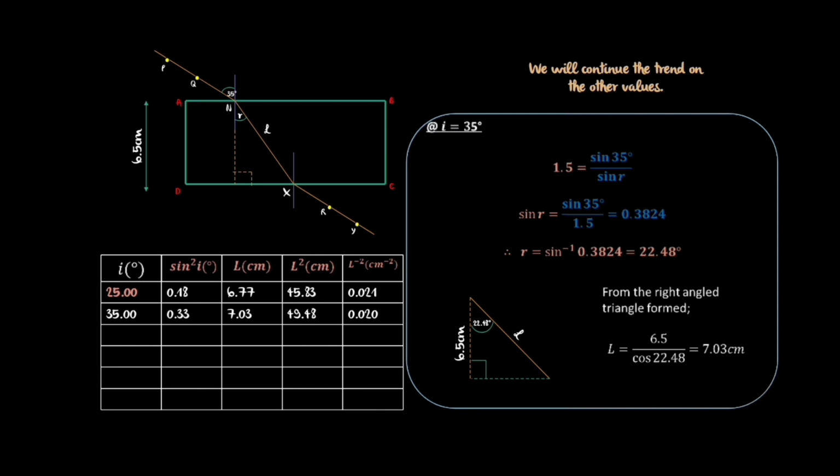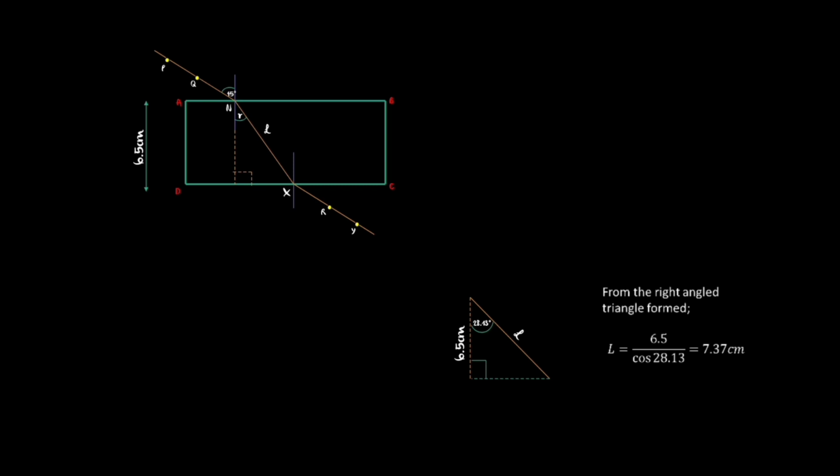We'll solve for the value of sine square I, and get the value of the square of L and the inverse of the square of L. As you can see, the number of decimal places in my table of values is uniform. It's very, very important. Don't forget that.